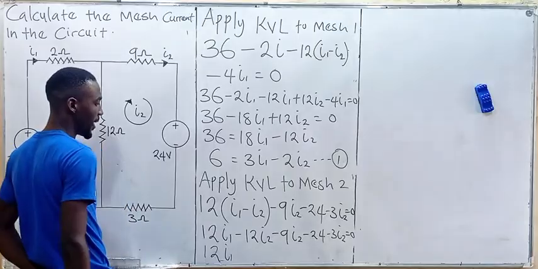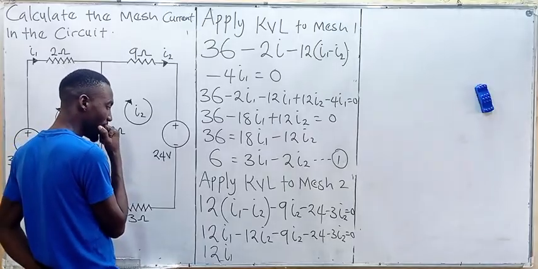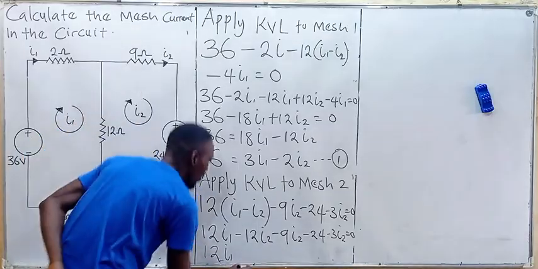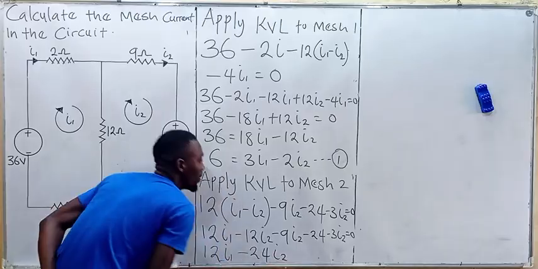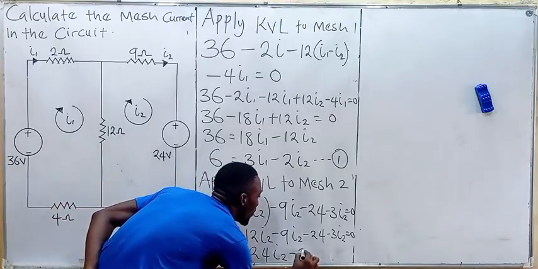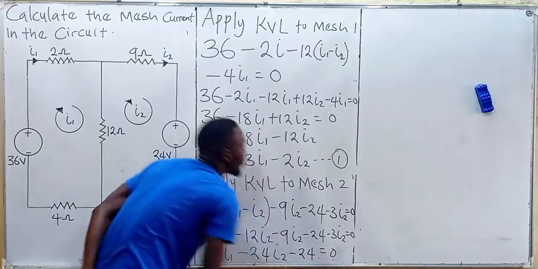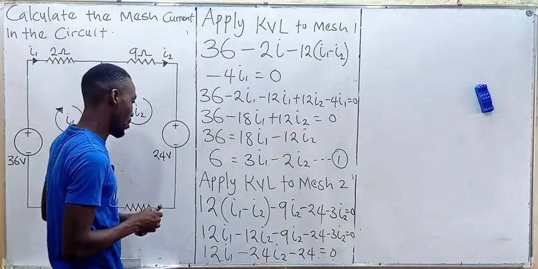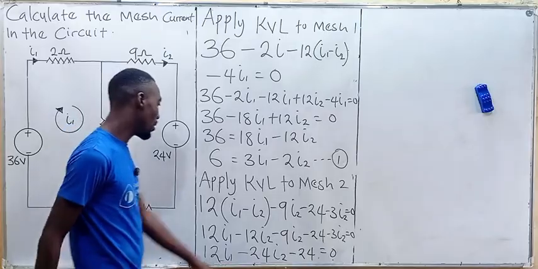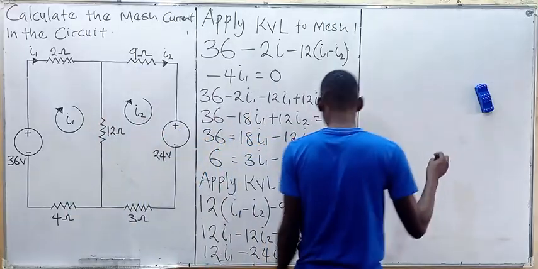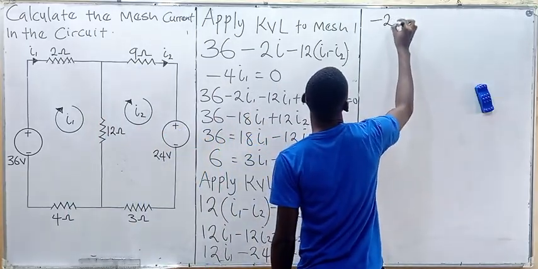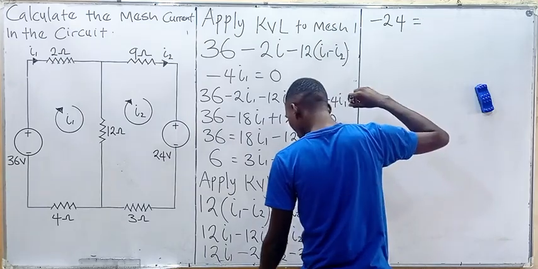So 12 plus 9 is going to give us what? That is 21, that's 24. So we're going to have minus 24I2, then minus 24, everything will be equal to 0. So if we leave our 24 minus 24, I'll move it now to the other side. We're going to have minus 24 will be equal to what?